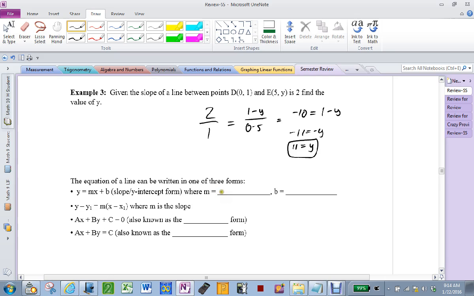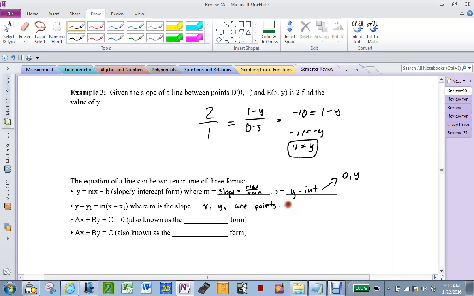M is what? The slope. It is also rise over run. So if there's a fraction somewhere in your equation, it's your slope. B is the y-intercept. Y-intercepts are all what? Numbers, 0, comma, y. It's point slope form. M is the slope. X1 and Y1 are the points.